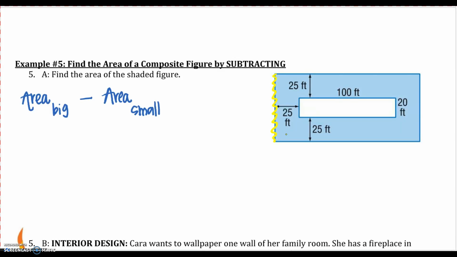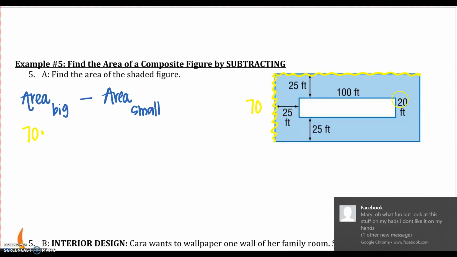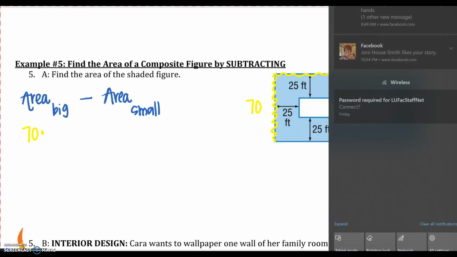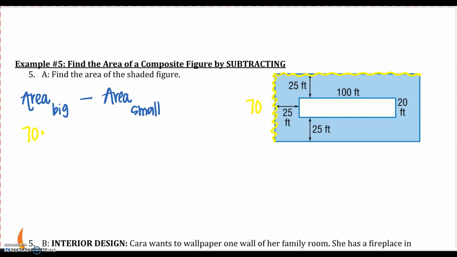I'm going to look at my big one first, so I have to actually include 25, 20, and 25, so that gives me a total length of 70. So 70 times, and then this would be 25 here, 100 here, and then 25 over here. Excuse me. So that total length is going to be 150. So I'm going to say 70 times 150, which would give me an area of the big one as 10,500 feet squared. And that was if I wouldn't take away this part.